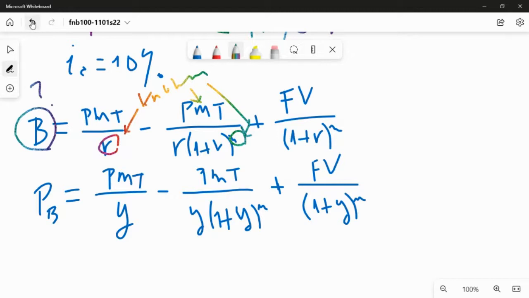But in the second equation, market price is known. Isn't that right? Because market price is what you just look up.